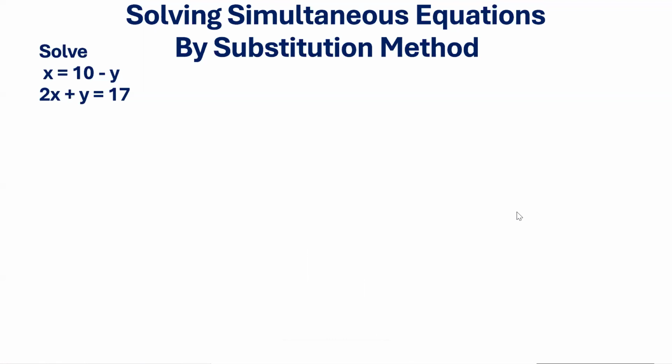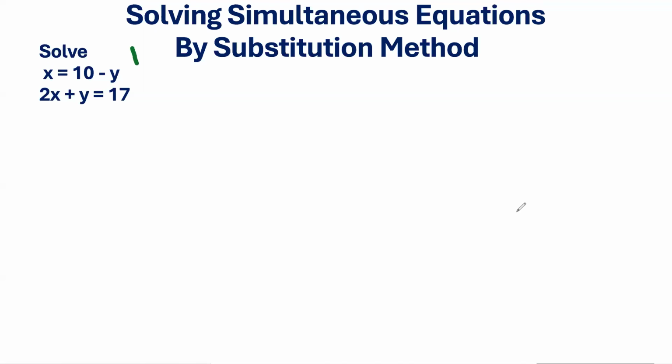Solving simultaneous equations by substitution method. Two equations are given to you. x is equal to 10 minus y, and 2x plus y is equal to 17. We are solving these two simultaneous equations by substitution method.